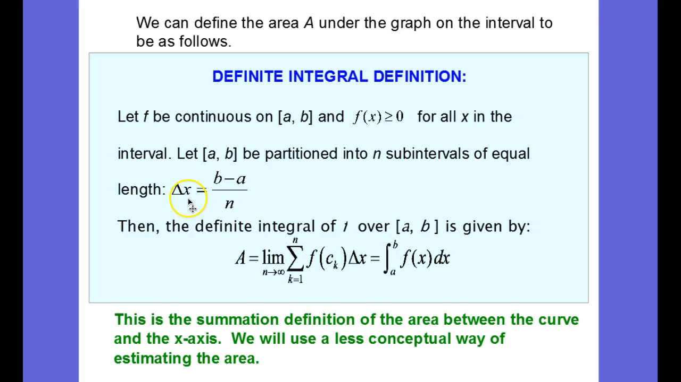So here is delta x. Here's the width of the rectangle. So delta x is b minus a divided by n. So what are these letters? Well, AB is the closed interval that we're taking the sum over. So b is the right-hand boundary, a is the left-hand boundary, and we're just finding the difference between those two. And now we want to subdivide that by the number of rectangles that we're going to use, and that's what n is. So b minus a divided by n gives us the width of the rectangle, delta x.